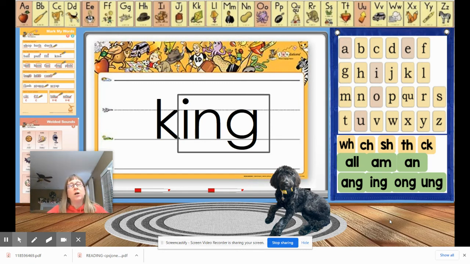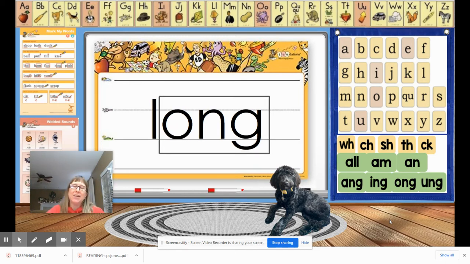Here's the next word, long. Everybody say long. Everybody tap it out. Long. Say the letter names, write it, mark it, and give your teacher a thumbs up. Who can tell us how to spell and mark long? That's right, long is spelled A-L-O-N-G, and we're going to box the ong.